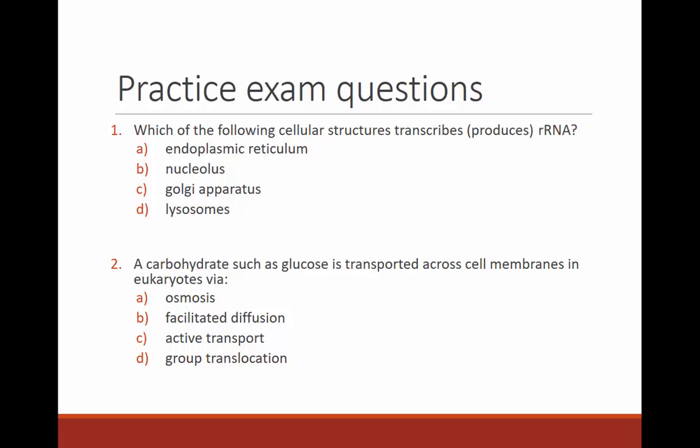Some practice exam questions. Which of the following cellular structures transcribes or produces ribosomal RNA? Any guesses? B? Okay. What about number 2? A carbohydrate such as glucose is transported across cell membranes in eukaryotes via? Okay, will we have a look? Everyone got their answers?